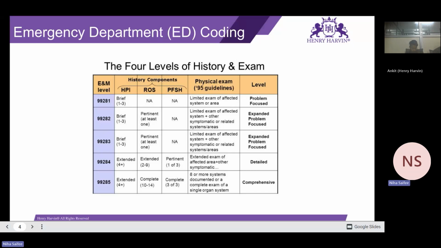So depending on what kind of history is taken, you have different level of codes, that is 99281, 99282, 283, 284, and 285. Okay. So you can see if I take the first one, 99281, the HPI is brief, 1, 2, 3, okay, and there is no ROS. There is no particular system that needs to be reviewed. Okay, limited exam of the affected area. Okay, so the symptoms are very brief.